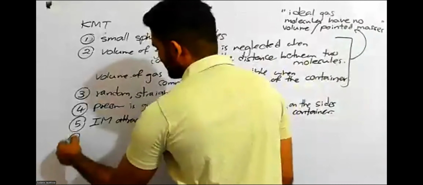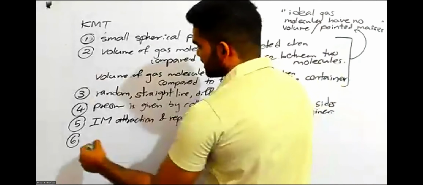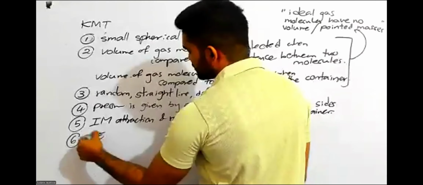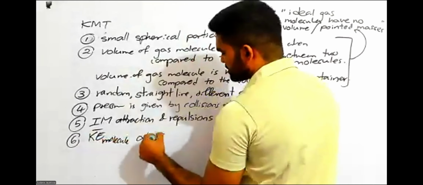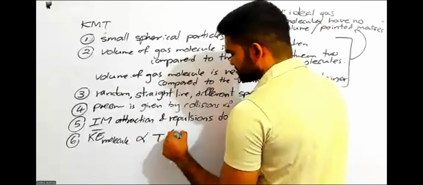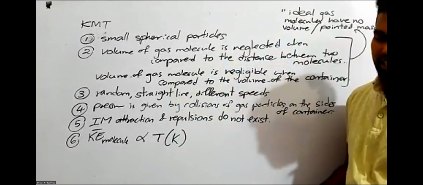And the sixth one, the last one, is what? It's about the average kinetic energy. So the average kinetic energy of one gas molecule is directly proportional to absolute temperature. Okay, so like that, here we have the kinetic molecular theory.